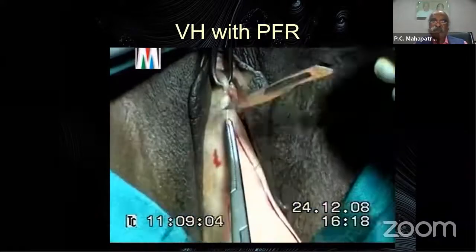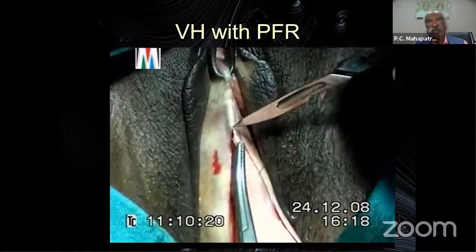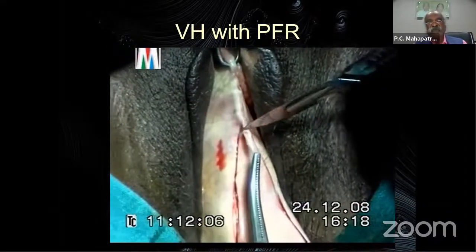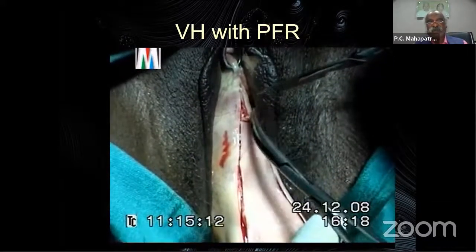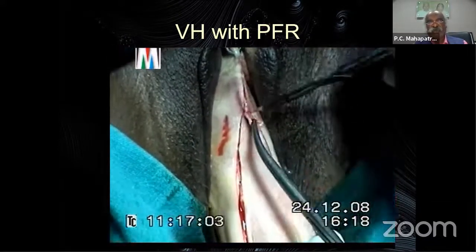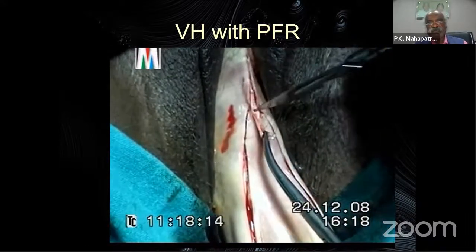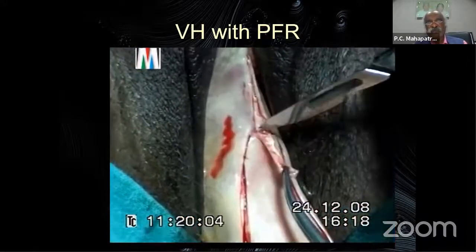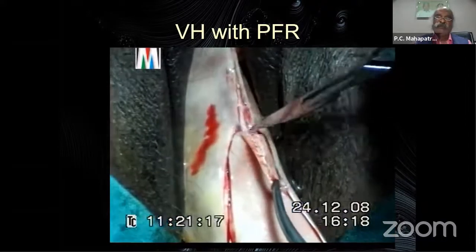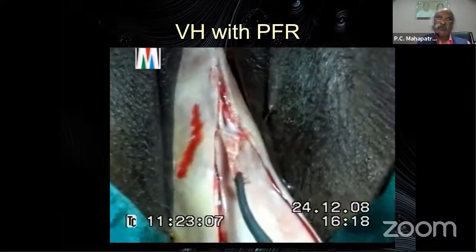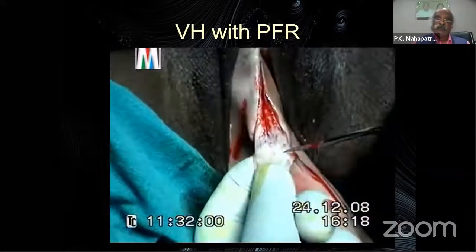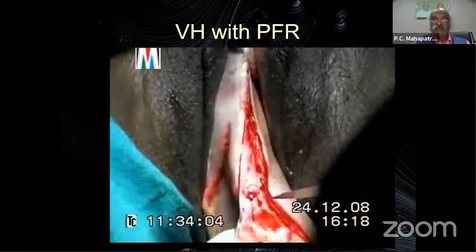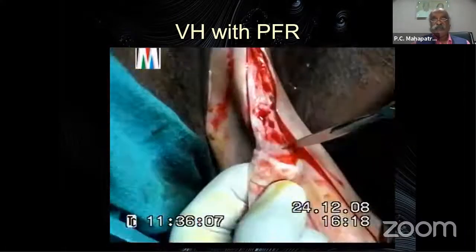The procedure is all same: hemostasis, then the hydrodissection, the separation of the bladder, then the anterior colporrhaphy, the removal of the uterus either by 2 methods, either from below with a long cervix we go from the uterosacral till the upper segment, otherwise from the upper to the lower segment we go. So this is a classical VH with PFR.